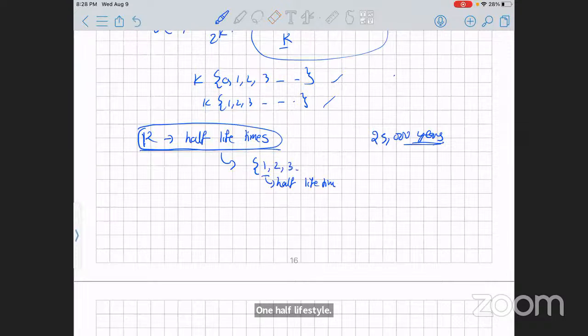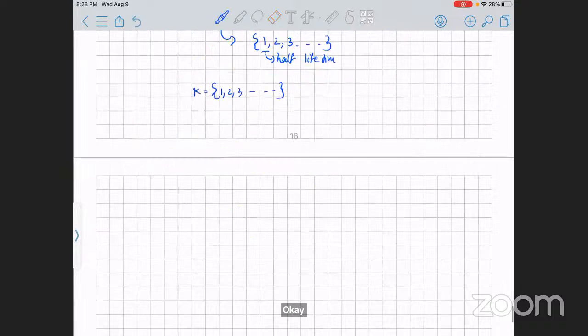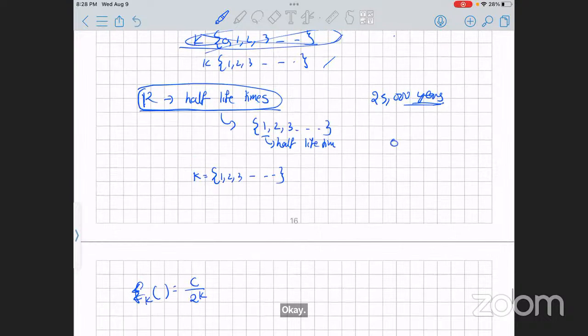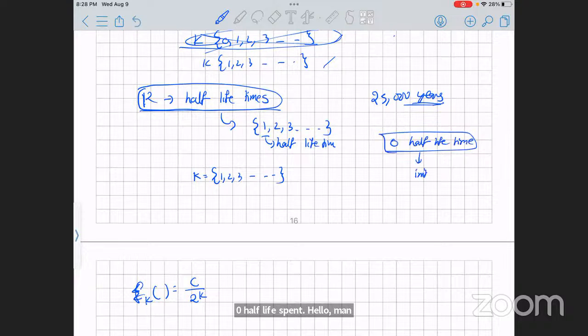Or 2 half lifetime, 3 half lifetime. So k can take 1, 2, 3, 4, and then c by 2 power k, sigma. Sir, why can't k be 0? Look, 0 half lifetime doesn't make any sense. At t equals 0, it is the initial stage now. So yes, sir, it makes sense. Yeah, initial stage.